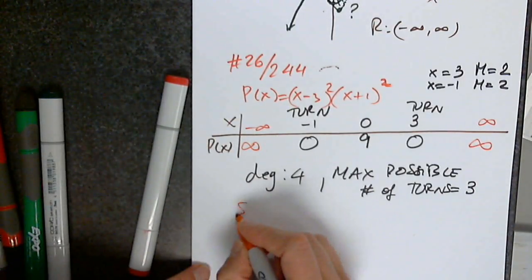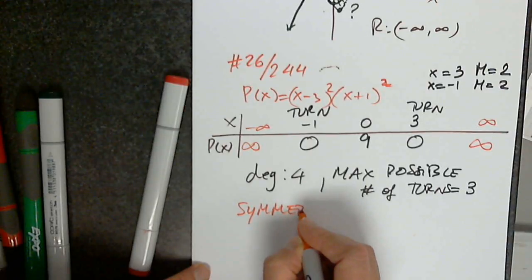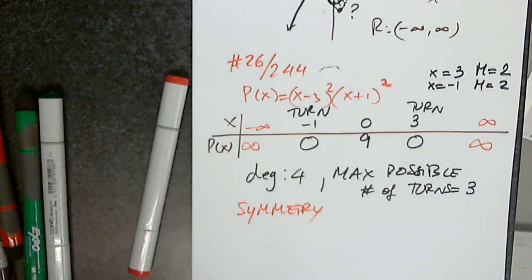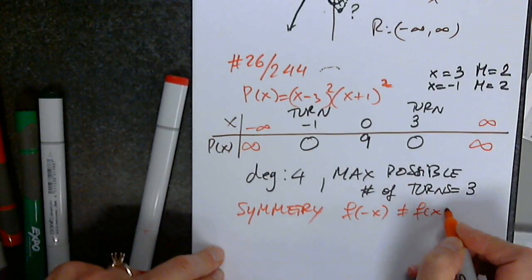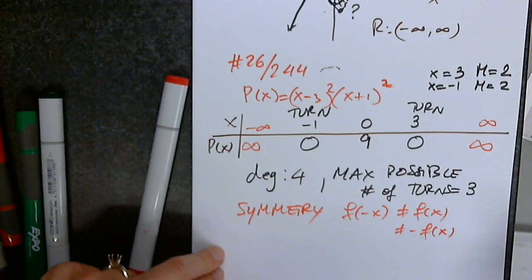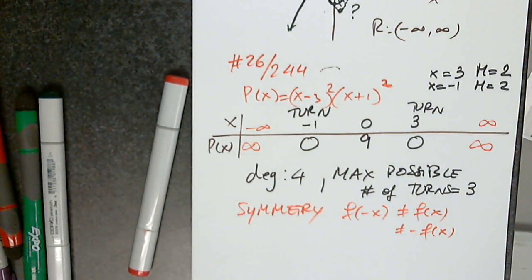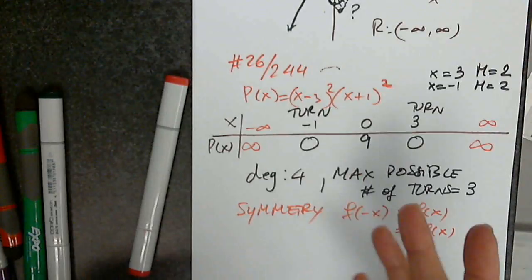The only thing is symmetry. I will accept if you go ahead and graph it, not with the graphing calculator first. No, I want you to think. And then I'm happy if you just mention f of negative x does not equal f of x, and it does not equal negative f of x. So I know you know what it means. And I'm happy because it's not symmetric.